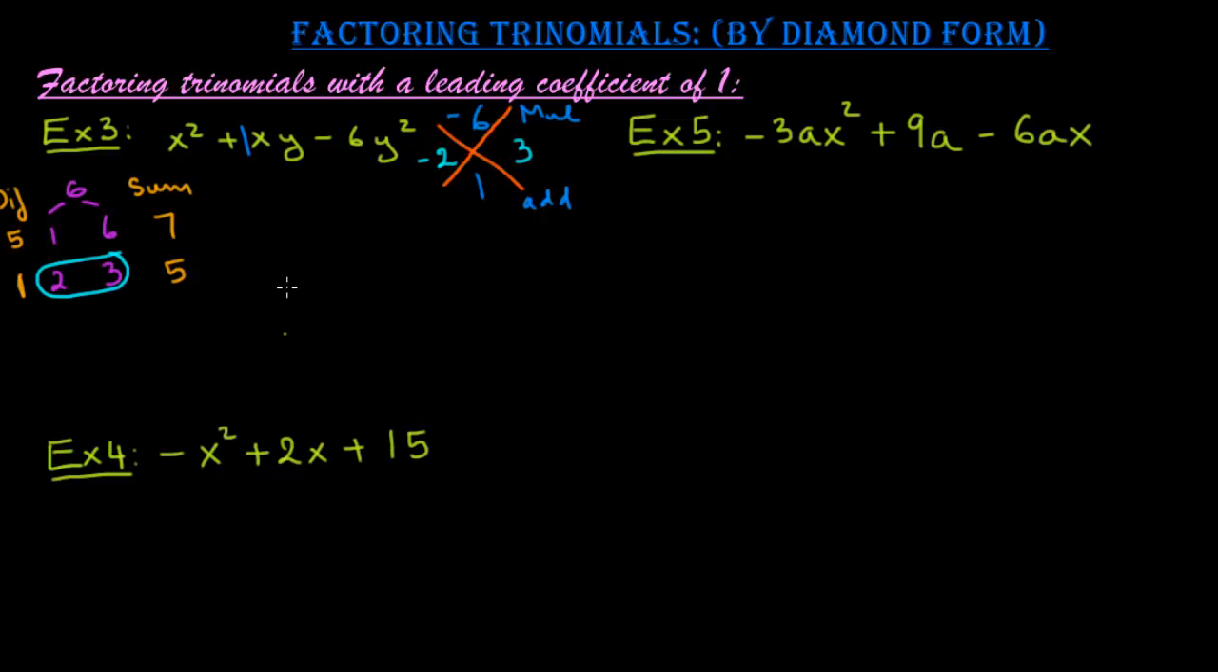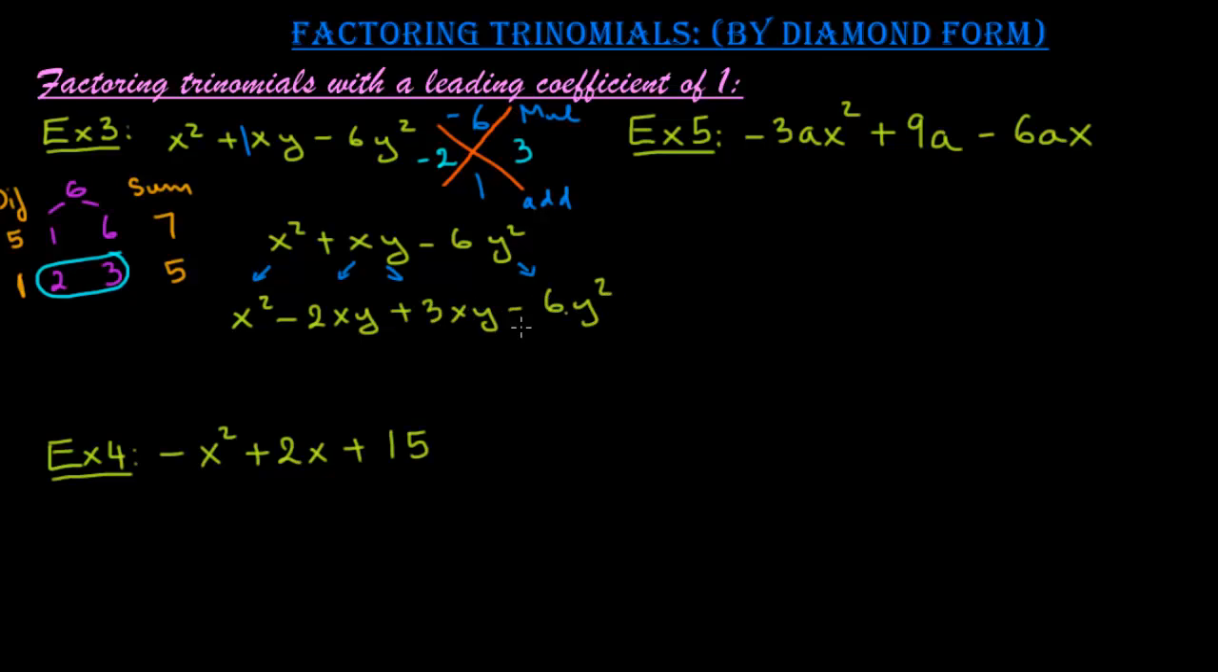So my next step is we write the problem: x squared plus xy minus 6y squared. The concept is bring down the first and last term, and break the middle term into the two numbers we found in the diamond form. So we will have x squared minus 2xy plus 3xy minus 6y squared. As you see, -2xy plus 3xy gives me back +xy.